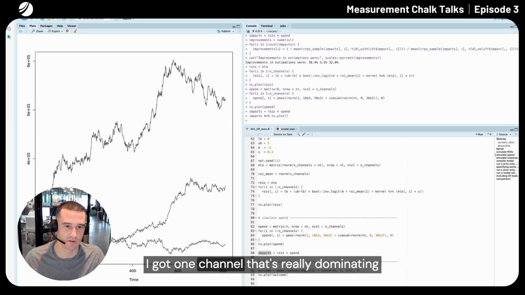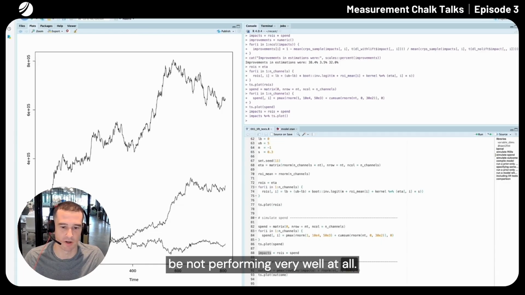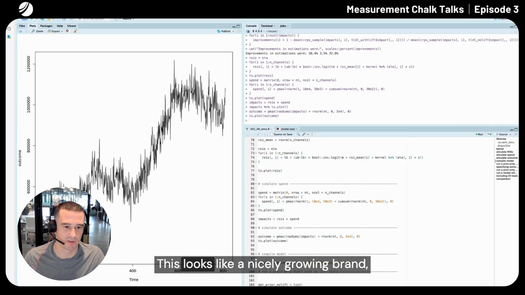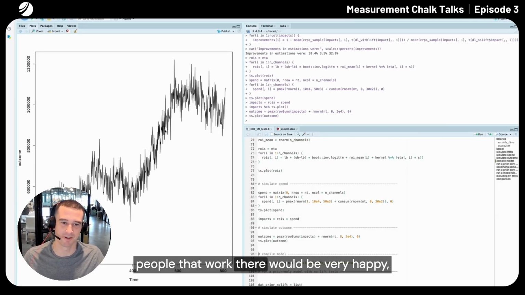I get one channel that's really dominating and two channels that are much lower, and one channel that seems to be not performing very well at all. Finally, to get the outcome, I take the row sums of the impacts and then add some noise to it. I can get the outcome. This looks like a nicely growing brand, maybe with a little bit of a seasonal pattern. Overall, the shareholders of this business and people that work there would be very happy, growing quite a bit in the past couple of years.